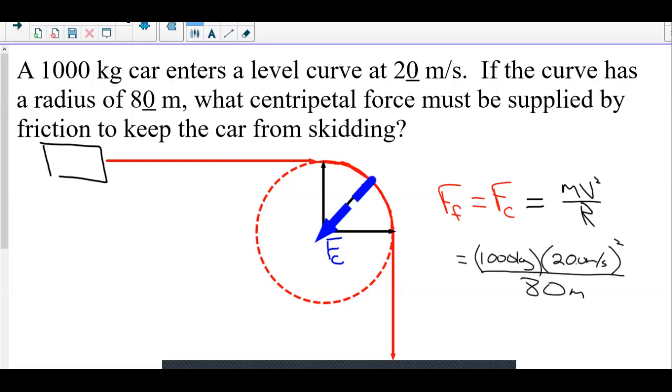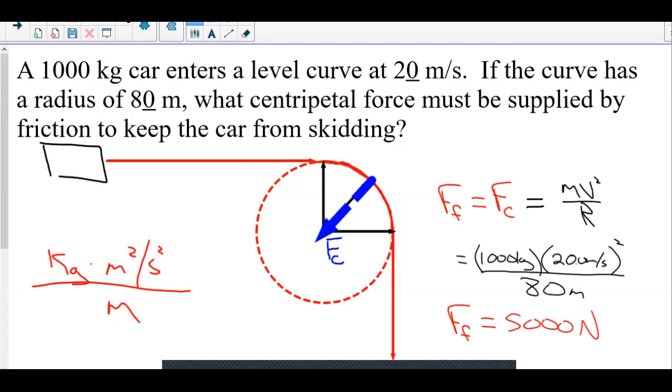You substitute in the 1,000 kilograms for the car, the 20 meters per second for your speed, square it, you get 400, and then you divide it by 80 meters. So in this case, your friction should give you about 5,000 newtons. And just off to the side here, on the left-hand side, I wrote down the units: kilograms, and if you square a meter per second, you'll get a meter squared per second squared, just to show you how the units cancel out. It leaves you with a kilogram meter per second squared, and therefore a Newton.